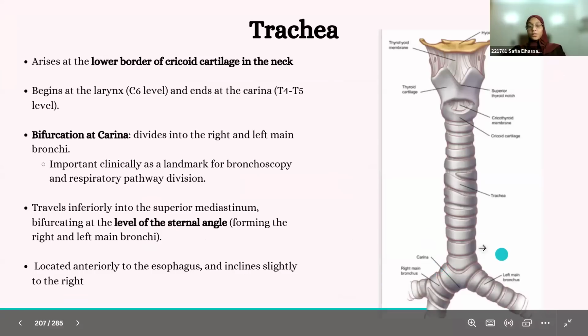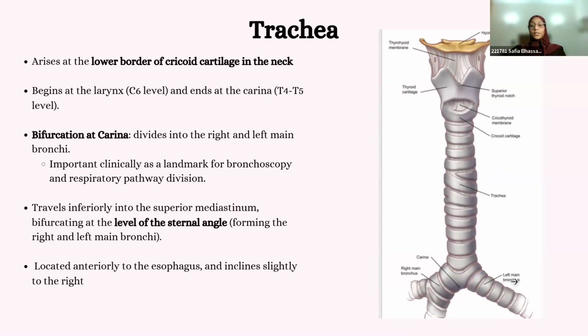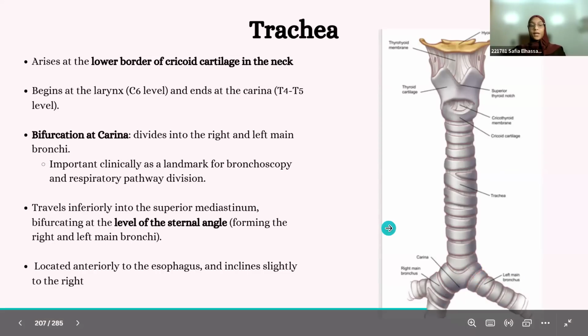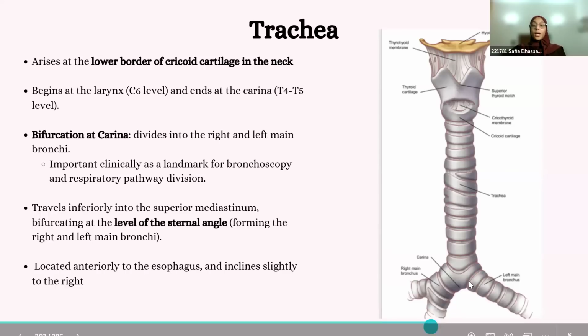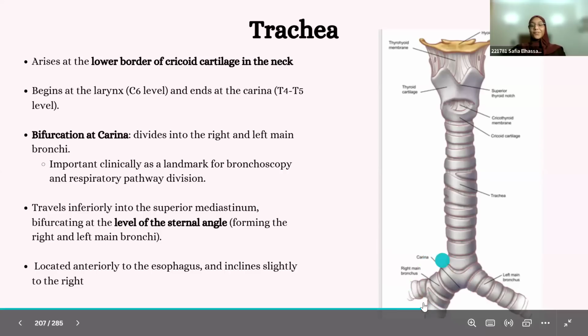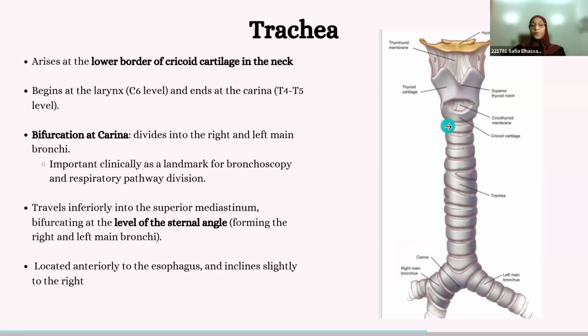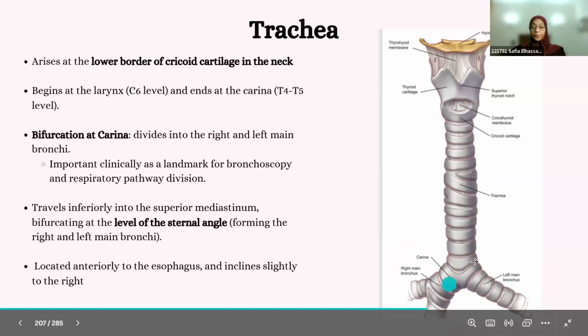So there's something very important that you have to know about this bifurcation. First of all, the level, T4, T5, is very important to know because this question can come in your OSPE, and you can also use it to identify the location of where you're at when you're looking at the anatomy slides, as well as the CT scans. And you also have to know about carina. So carina is the name of the cartilage at the level of T4, T5, and it's very, very important as a landmark for bronchoscopy. So when they're visualizing inside the trachea, they know that they're at the bifurcation because of carina.